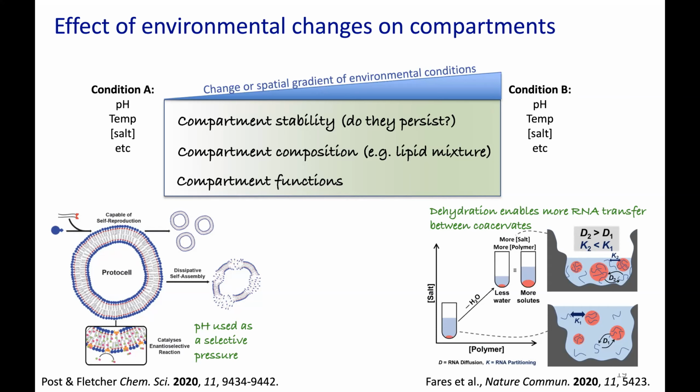So I have a couple examples at the bottom here. One in which a self-reproducing liposome protocell over here is experiencing changes in pH as a selective pressure, and another on this side where wet-dry cycling of coacervates is releasing and recapturing an encapsulated RNA oligomer. There's countless other ways that such changes in conditions over time or space could act upon assemblies and compartments and protocells.